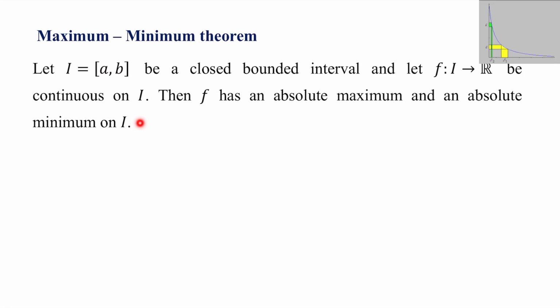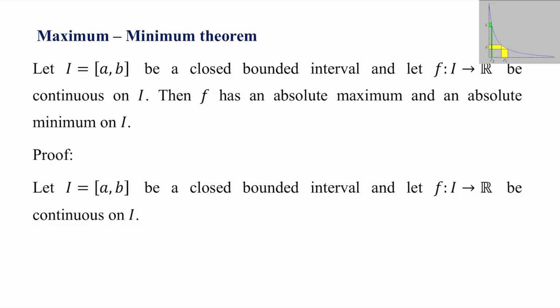This condition is sufficient for a function to have absolute maximum and absolute minimum, but this is not necessary, because we know that the function sin x, if we consider the domain as the entire real line, it is not a bounded interval, but still it attains an absolute maximum as well as absolute minimum. So this condition is not necessary, this is sufficient. If f is a continuous function on a closed bounded interval, then we can say that the function attains an absolute maximum as well as absolute minimum on I.